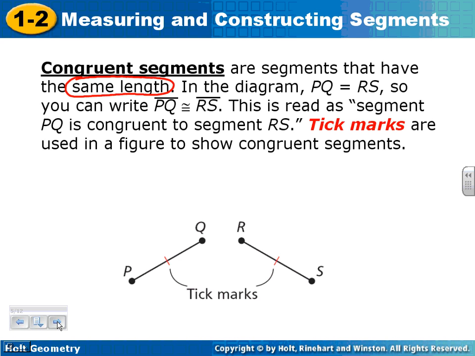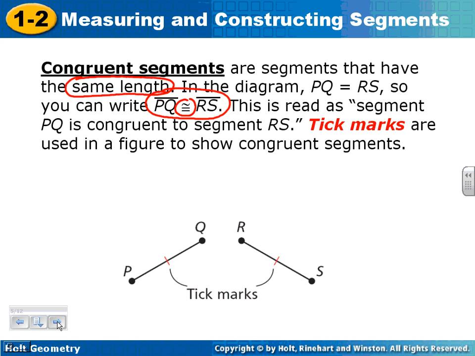In the diagram, in other words, in the picture below, PQ equals RS. So you can write, look at this right here, with that symbol in the middle. See that equal sign with a little squiggly line above it? That's the symbol for congruent. This is read as segment PQ is congruent to segment RS.